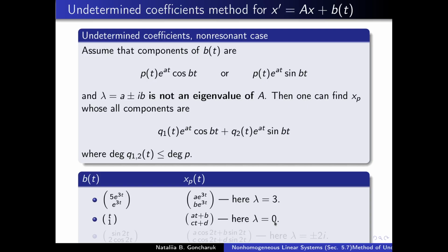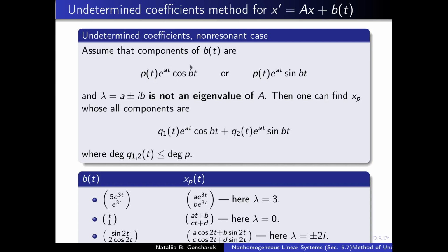If this 0 is not an eigenvalue of the linear part, of the homogeneous part, then for this b you should try this x. Then you take this xp and substitute it into the equation and try to find a, b, c, and d. And then if b is some vector that only involves sine of 2t and cosine of 2t, then for x you should try a combination of cosine and sine. Each component of xp should be such a combination. And here lambda is plus or minus i.